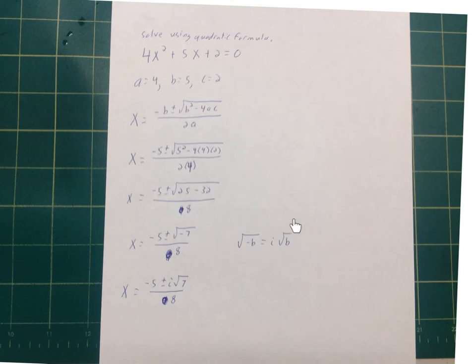Now you gotta go back to the earlier section. The square root of negative b is i square root of positive b. So square root of negative 7 is i square root of 7. And I believe that's the final answer.